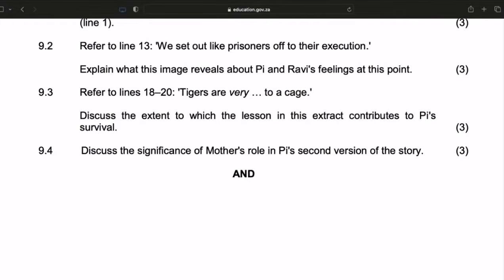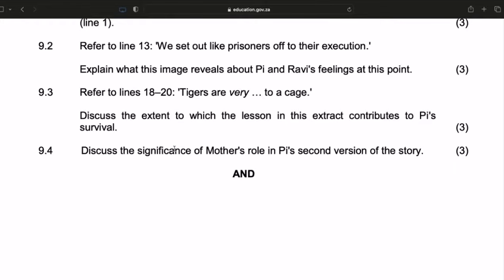Okay, so 9.3 refer to lines 18 to 20. Tigers are, ellipsis, to a cage. So obviously you go to lines 18 to 20. Discuss the extent to which the lesson in this extract contributes to Pi's survival. And I mean, this is one of those questions where you need to account for the novel as a whole. Absolutely important. Account for the novel as a whole. We are looking at the novel holistically.